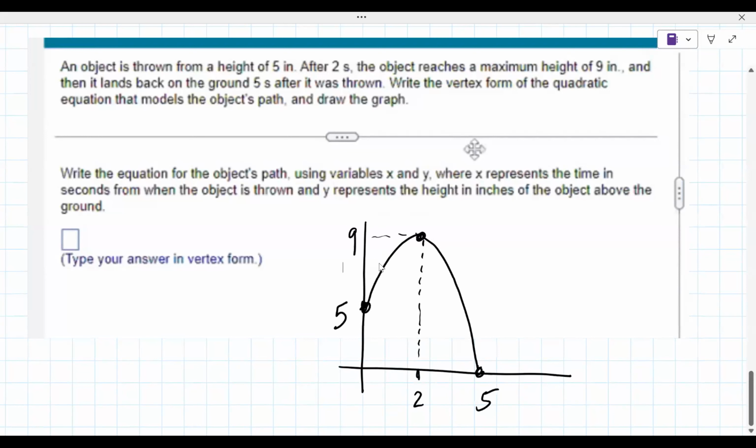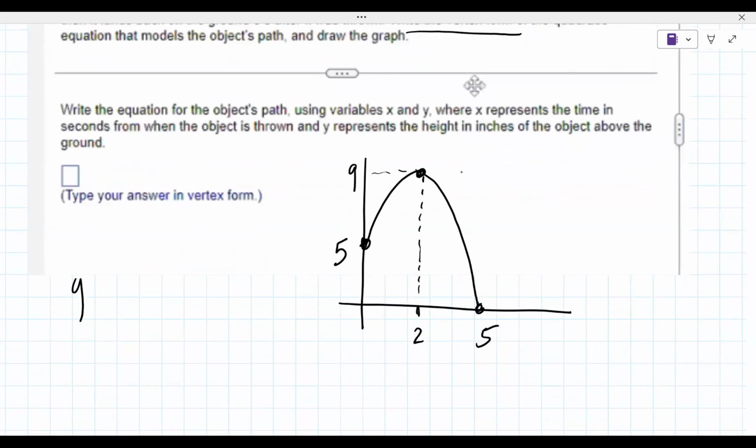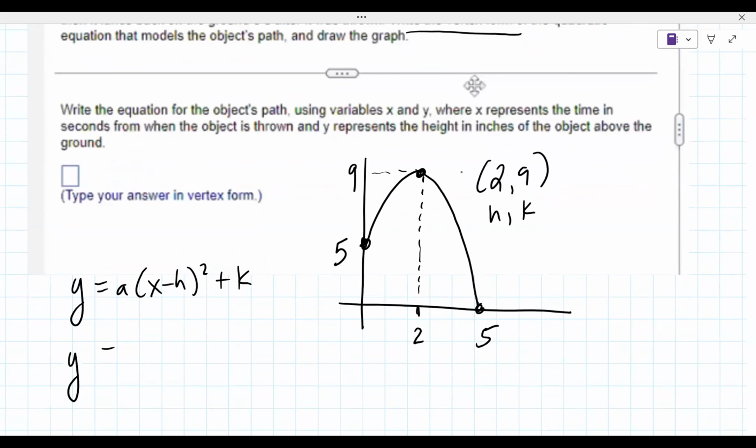All right. Now we again are going to write the equation. Now they want it in the vertex form. So the vertex form is y equals a times x minus h squared plus k. Your vertex is 2 comma 9. That's h comma k. So we substitute those values in first. x minus 2 squared plus 9.